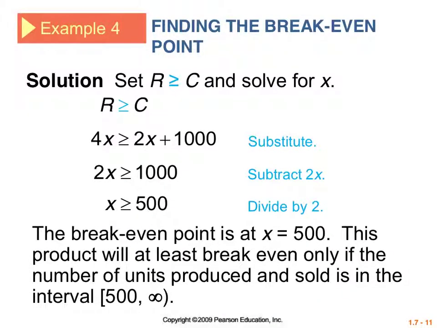So I've done that here. 4x is greater than or equal to 2x plus 1,000. We subtract the 2x and divide by 2, and since 2 is positive, there's no need to flip the symbol. And so x must be greater than or equal to 500. And so this is referred to as the break-even point. Okay, so this company would have to produce and sell at least 500 of their products in order to break even. So they would want to, of course, sell more than that.